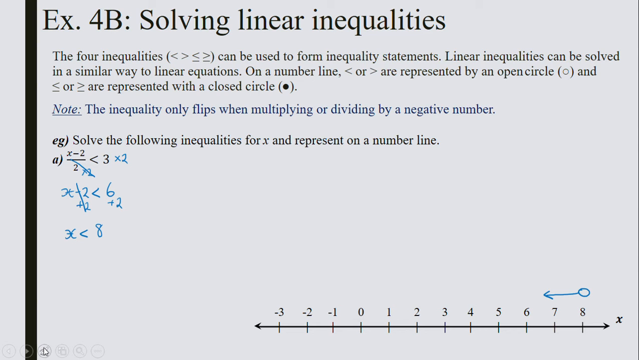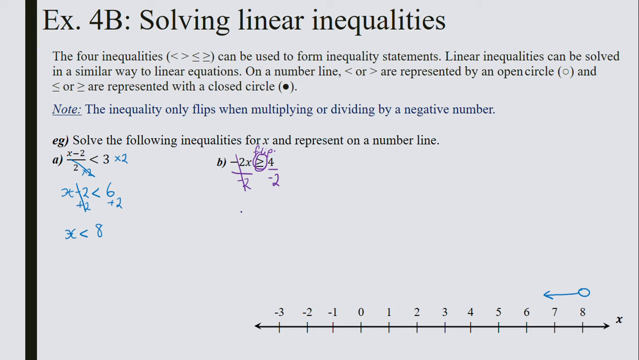We'll try another one. Negative 2x is greater than or equal to 4. So this is a nice easy one. There's only one step. To get rid of the negative 2x over here, we need to divide by negative 2. However, if I could draw your attention to the note here in dark blue, the inequality will flip when multiplying or dividing by a negative number. So we've divided by negative 2. What this means is that this sign here needs to flip when we do that.